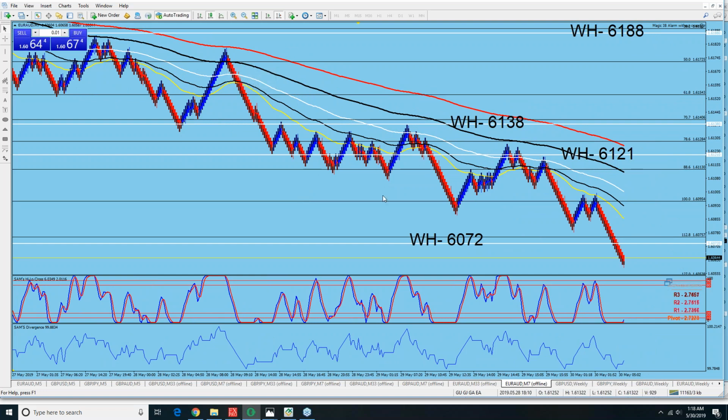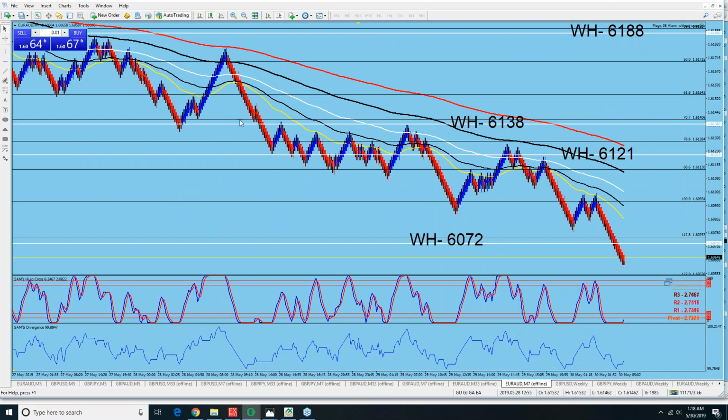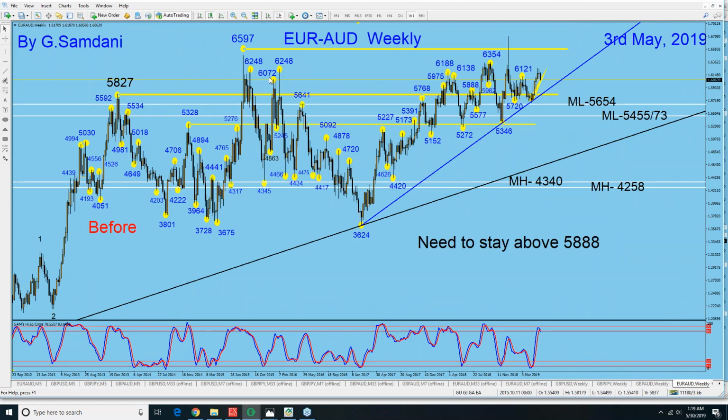If you don't know where all these numbers are, let me show you on a weekly chart. This is 61.21, this is 61.38, this is 61.88, and this is 62.48. These are the numbers in play right now. So it bounced from there, came down, bounced again from here, and then went up testing 61.38, couldn't go up, and came down, and then below 61.21. Then it went up testing 61.21, failed again, and dropped straight down to 60.72, which is right there.